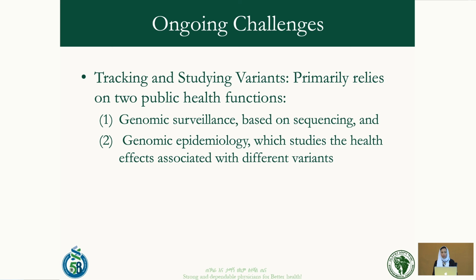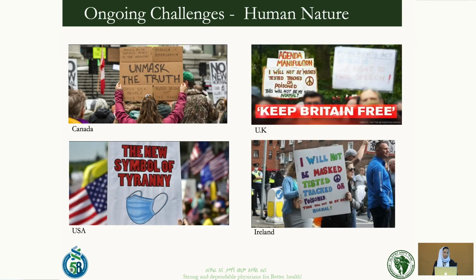So let's talk about a few challenges. So in our setup, tracking and studying variants is a problem. So tracking and studying implies genomic surveillance based on sequencing. It should be on time. The other is genomic epidemiology, associating these genomic sequences to clinical relevance. So that can have an impact on confidentiality, and that's going to be our future challenge.